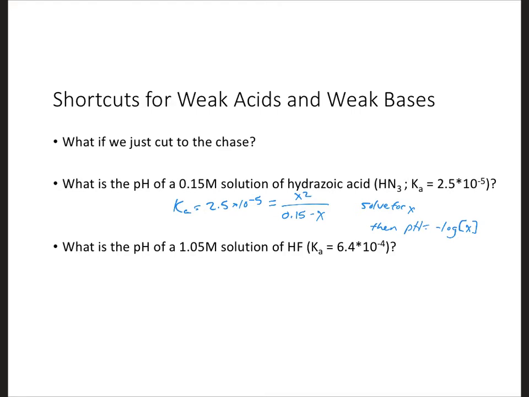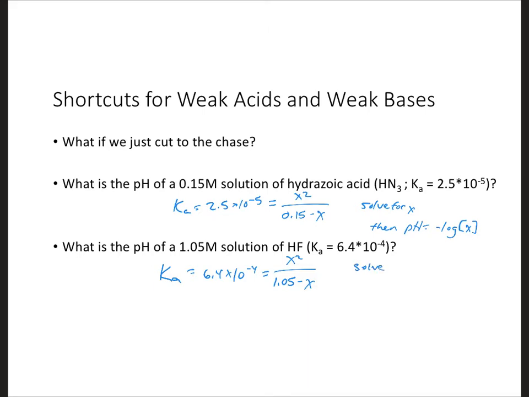So let's do the second example. What's the pH of a 1.05 molar solution of HF? We know that that is going to be a weak acid, and they've given us a dissociation constant that should also make us think it's in the weak range. So we're just going to jump ahead. Ka equals 6.4 times 10 to the minus 4. That's going to equal x squared over 1.05 minus x. And so we've just cut to the chase.